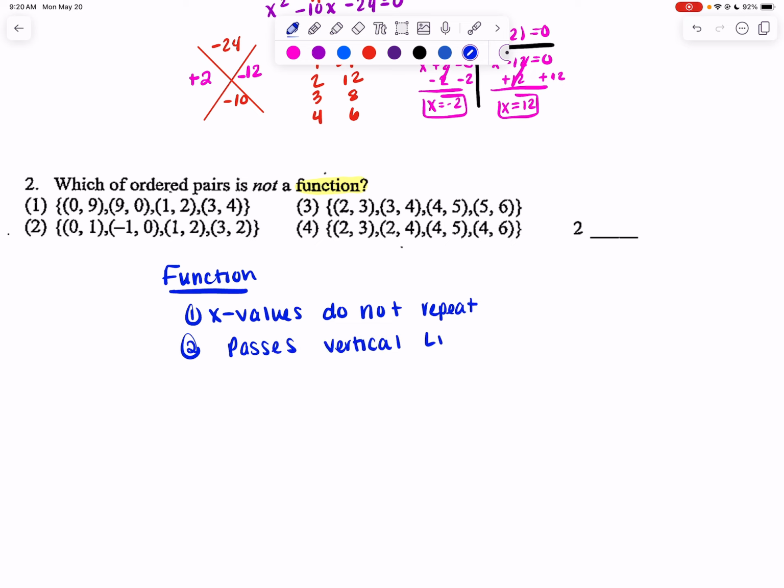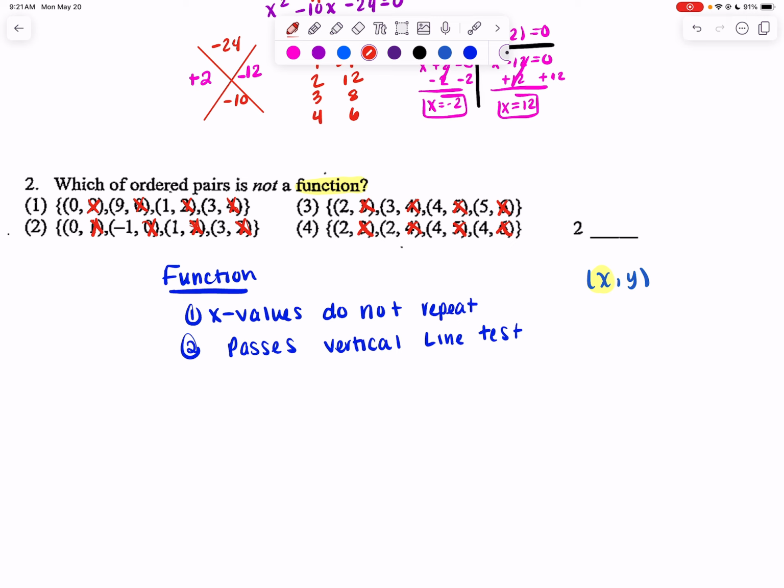So what I'm going to do is cross out all my y values. Remember, the y values are the second coordinate, so we only care about the first one. I'm going to go through each of those ordered pairs and cross out those y values for each of my answer choices, and I'm just going to look at my x values. It wants to know which of these is not a function, so I'm going to want an answer where the x values repeat.